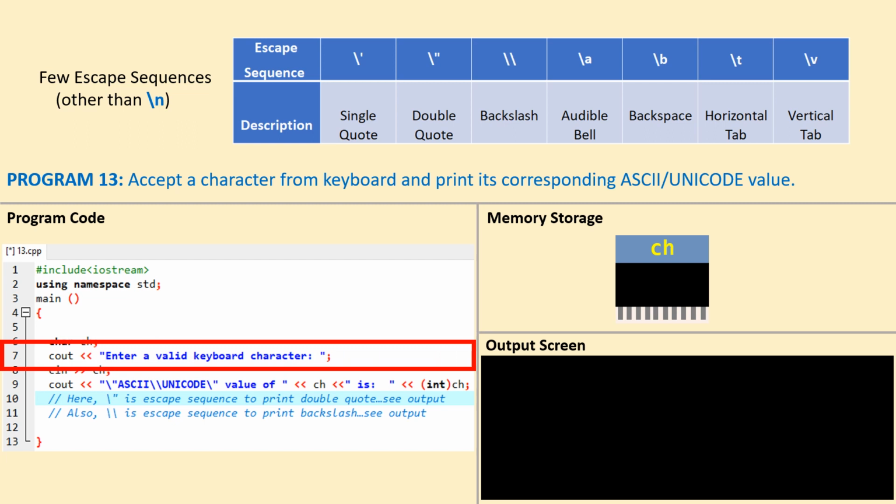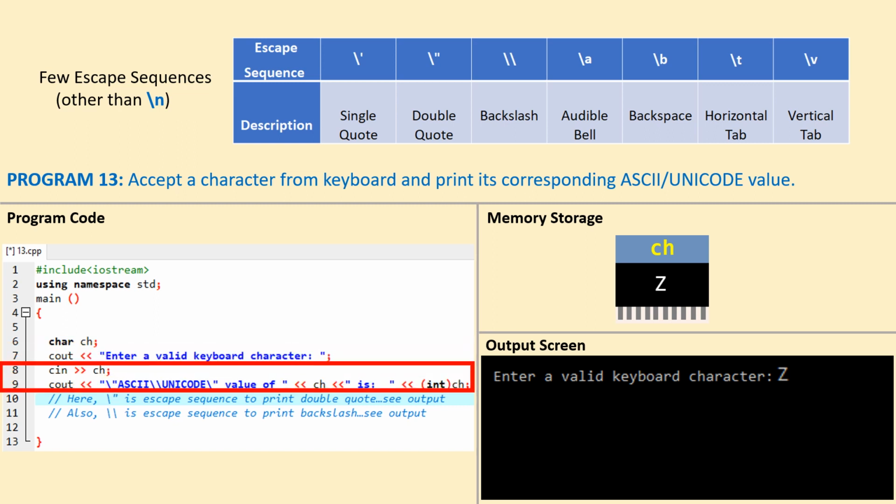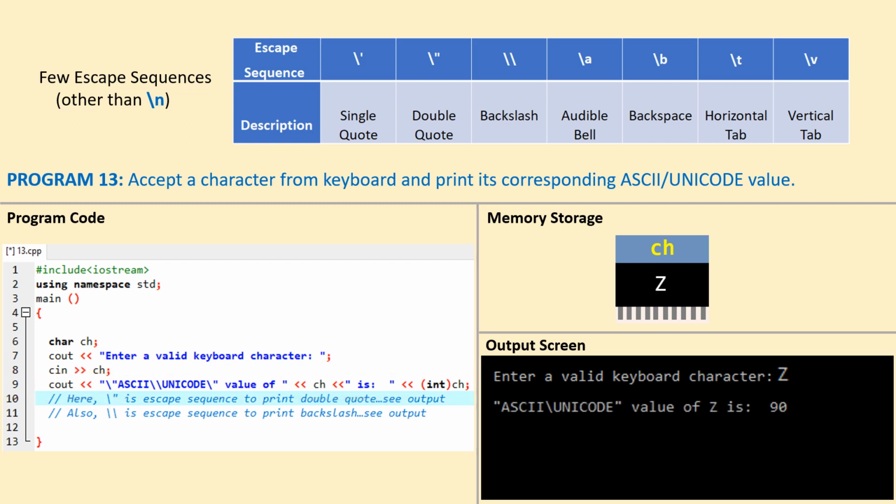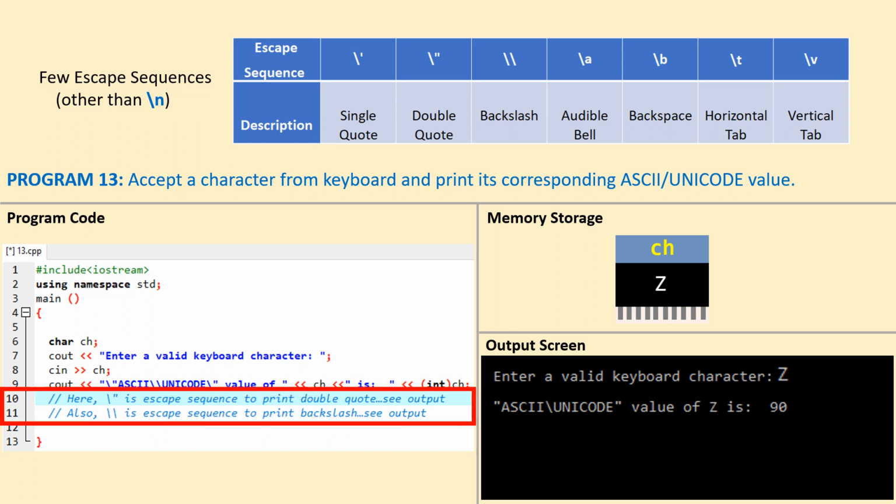On line 7, the user is prompted to enter a valid keyboard character. I type in capital Z. The cin command extracts it and stores it into the memory location, ch. Line 9 prints the ASCII equivalent of capital Z. It's 90. Lines 10 and 11 mention about the escape sequences I have used in the cout statement. Please have a good look at them.